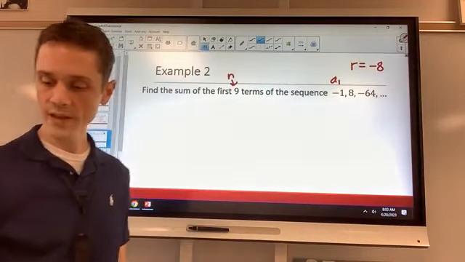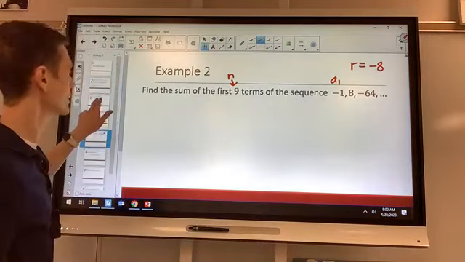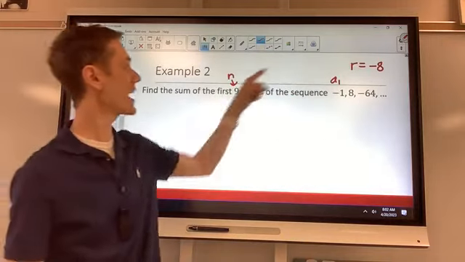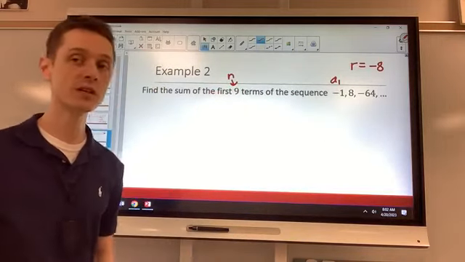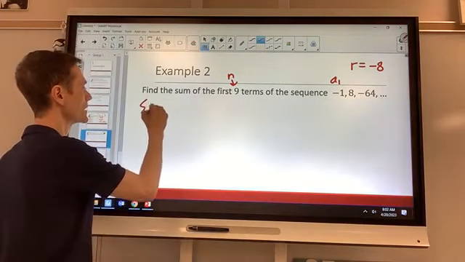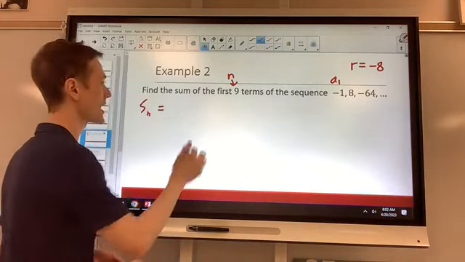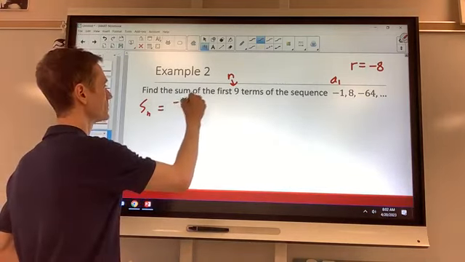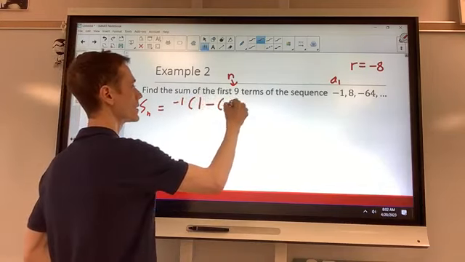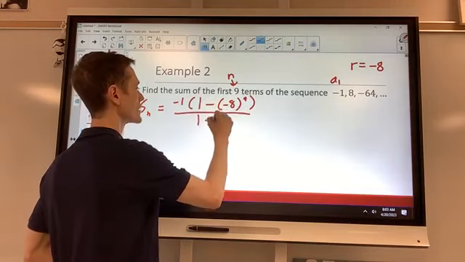Okay? Well, once we have these three values, if you look back at the formula, remember we only need to know a sub 1, r, and n. So in this case, we actually have everything we need, which means we're not going to have to use the explicit rule first to find the rest of the answer. So I can go straight into the sum formula, but it is going to be a bunch of ugly numbers in this case. So when I'm writing this out, I'm going to have my first term in the sequence is negative 1, and then it's 1 minus r to the n power over 1 minus r.